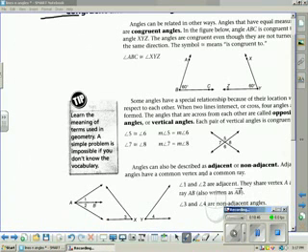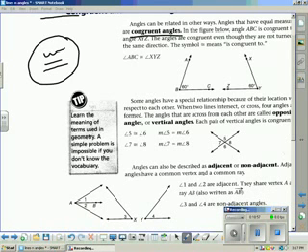Before we end our lesson, we're going to just go back and review congruent angles. Congruent means equal. The sign for congruent is this. If angles are vertical, vertical angles are congruent. 7 and 8 are congruent. 5 and 6 are congruent.